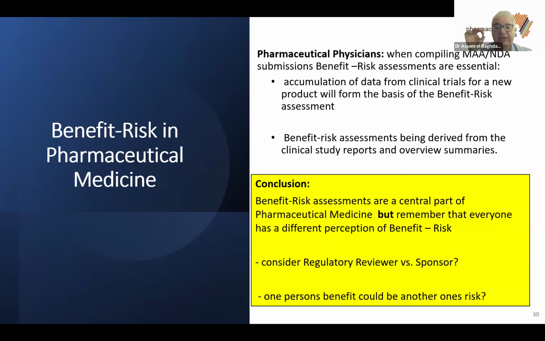So the benefit risk assessment is the central part of pharmaceutical medicine, and you have to remember that everyone has a different perception of benefit risk. This is absolutely crucial. So when you find a drug that has been approved by the FDA, you need to think, it is the FDA. FDA does not reside in Zimbabwe or in Tanzania. Okay, they are working with the background of patients of the US. So does this mean, Asim, that my benefit risk assessment could be different than theirs? Of course, absolutely. So you need to think about that.